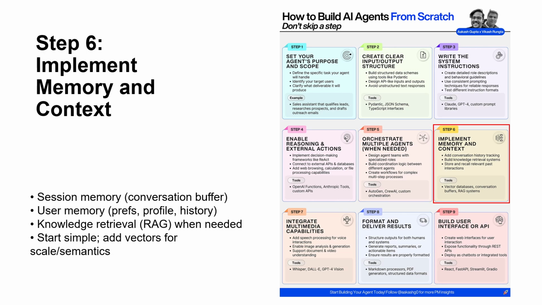Without memory, every interaction starts at zero and becomes costly and frustrating. Maintain short-term session context, store durable user preferences, and retrieve domain knowledge when needed. Begin with a buffer and a small fact store. Add vector search only when the corpus is large or semantic recall is required.